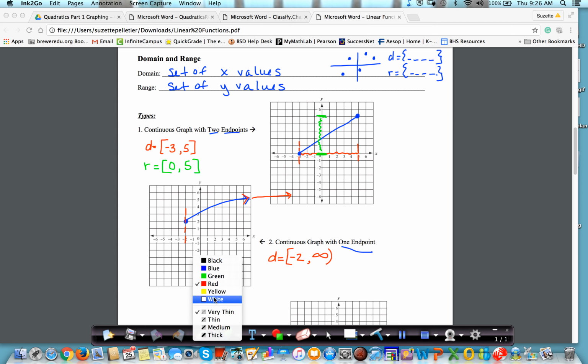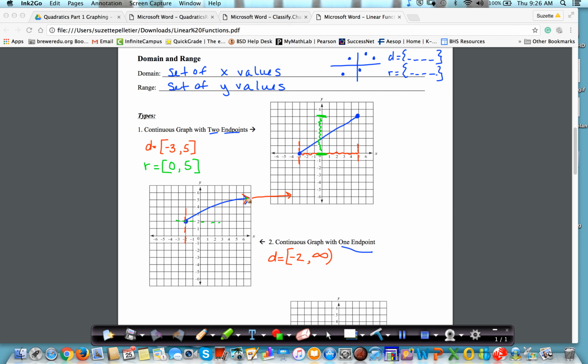When I'm dealing with the range on this one, again, I'm going to cut it off at the lowest y value. So that's as low as my graph goes. And again, it's going to continue on and on and on. So these values are going to keep getting higher and higher. This gets higher, higher, higher, higher.